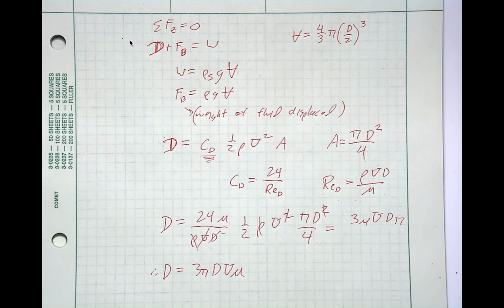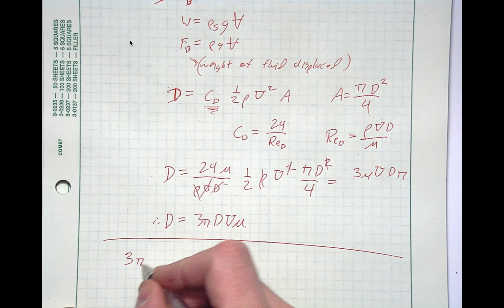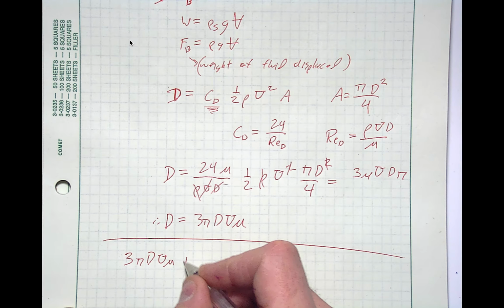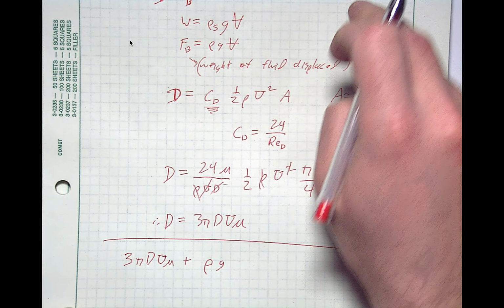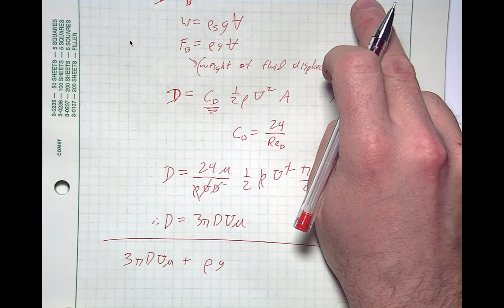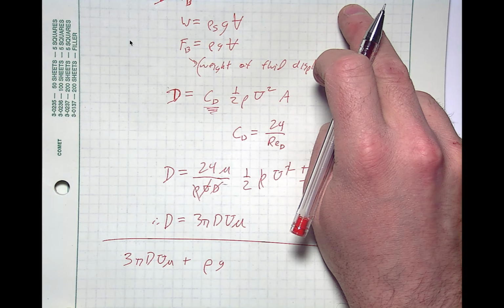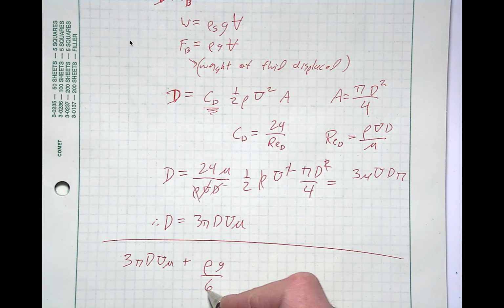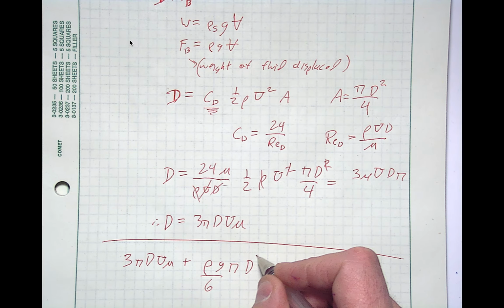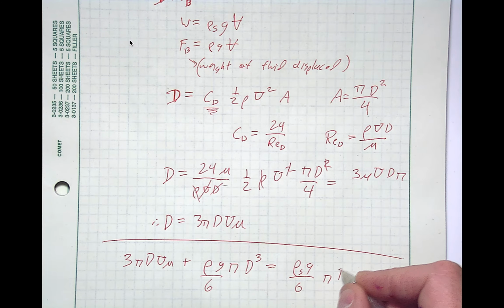All right, so let's just now plug everything in. We have our drag, which is 3 pi d u mu, plus rho of our fluid, g, times 4/3. But that 4 is going to be swamped by 2 of these. We'll just have a 6 on the bottom, I hope. Is that right? 6? You guys agree? 6 pi d cubed equals rho g over 6 pi, rho sphere d cubed.